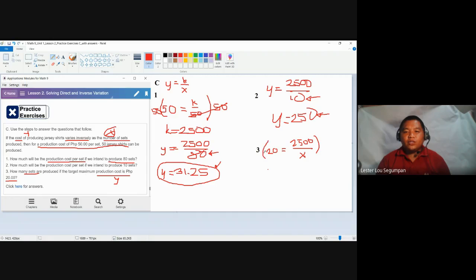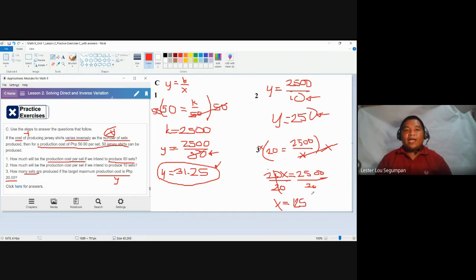So what you need to do here is multiply x on both sides to cancel that. So you have 20x is equal to 2,500, and divide by 20 to cancel that out. X is 2,500 divided by 20. You may try to use calculators there. Supposedly, if we had a face-to-face class, I'm not going to allow you, but since it is now part of our online format of flexible learning, you may use calculators. So you have 125. Sorry, not pesos, 125 sets.